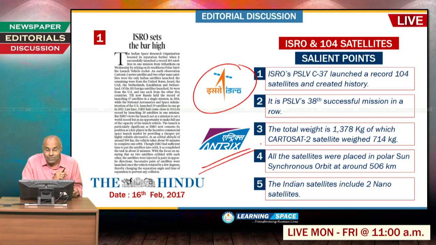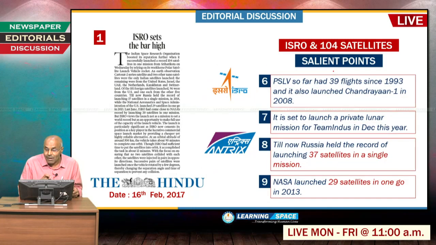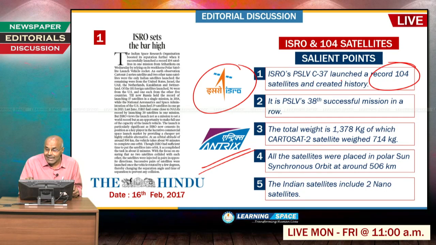These things please do not forget. And yesterday's launch is 104 satellites. It created history. Previous record was held by Russia with 37 satellites in a single mission, and the present satellites are 104 by PSLV C-37 into sun synchronous orbit.